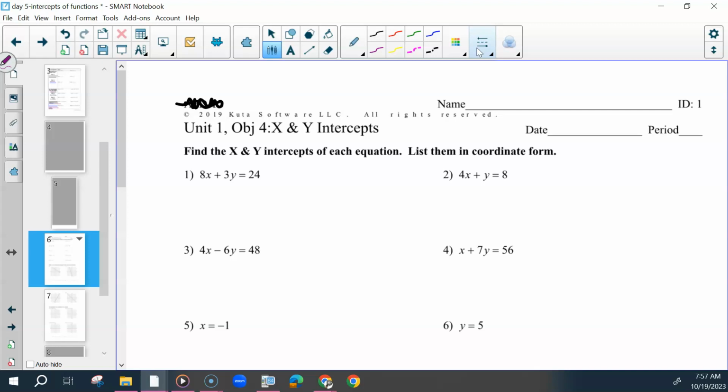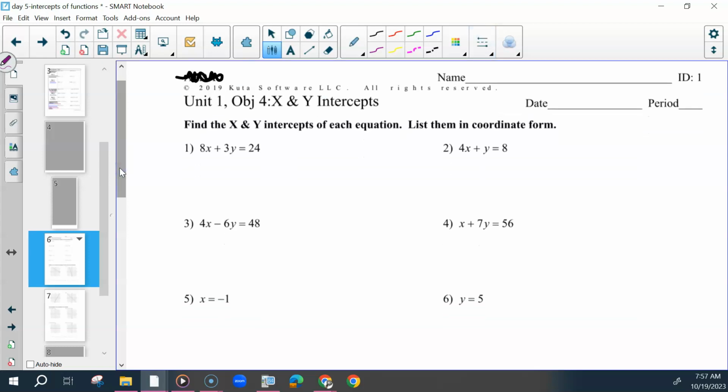Alright, the concept is the same. We're still replacing variables with zeros to solve for the other thing. It just looks different. We do not need to convert this to slope-intercept form. That would be extra work. You would solve this just as is. So let's say we're solving for our x-intercept first. Y has to be 0. So we're going to put 0 in for y, and then solve.